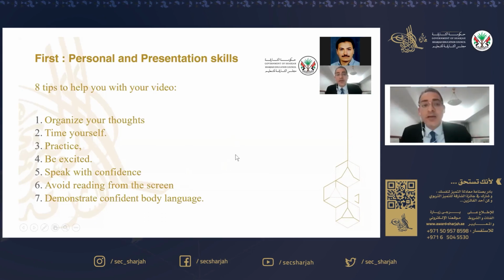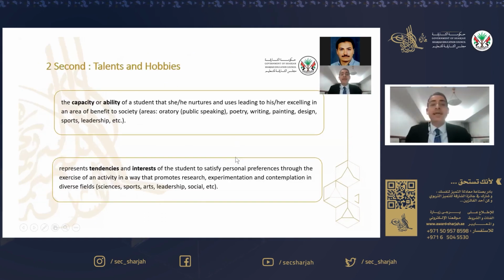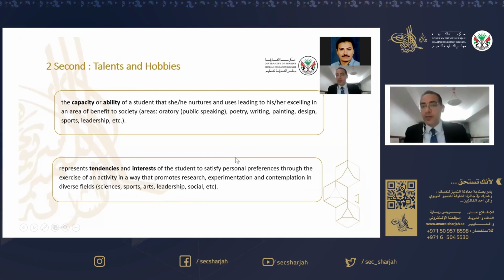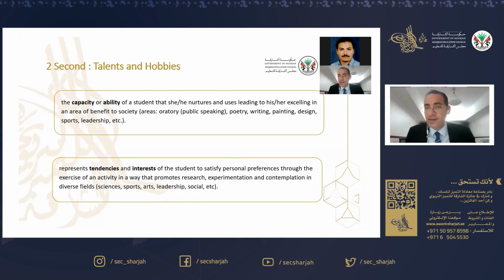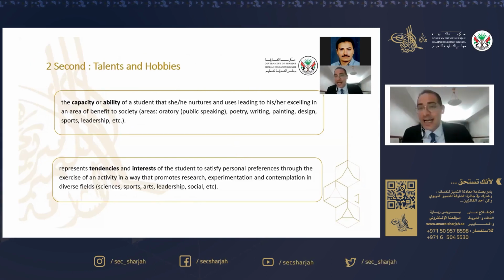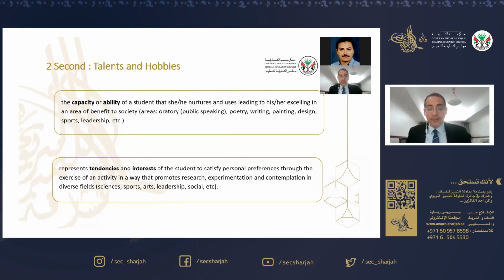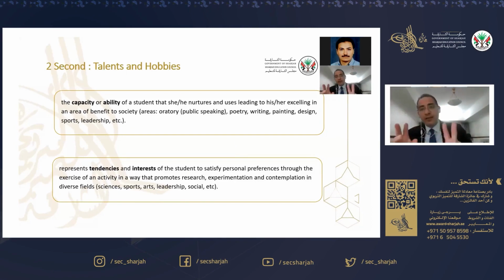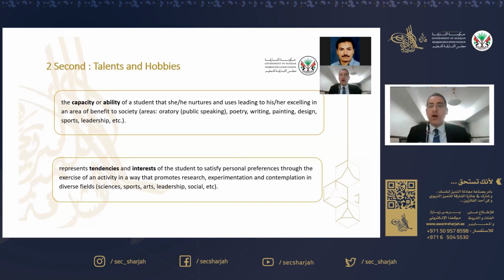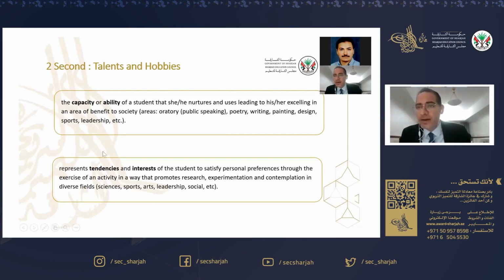The second evaluation standard is talent and hobbies. Yes, I would like to know what your talent is. And I would like to know, as a judge, what your hobbies are. As you see, this standard has two parts, talents and hobbies. What does talent mean? What does hobby mean? Now, this is a definition, and this definition is taken from Google.